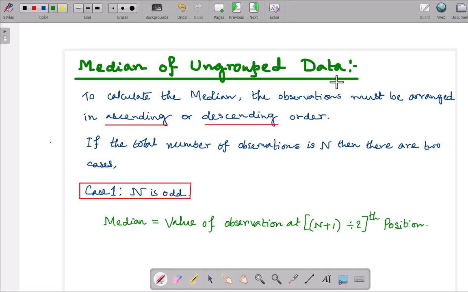Median of ungrouped data. First of all, we need to arrange the data set in ascending or descending order. If the total number of observations is n, then there are two cases. Case 1, n is odd. When n is odd, the median will be the value of the observation at (n plus 1) divided by 2 position.